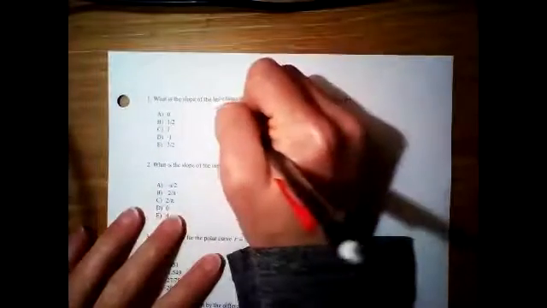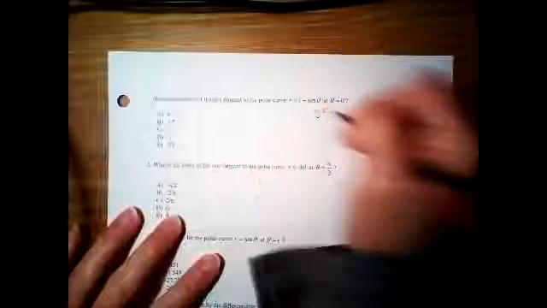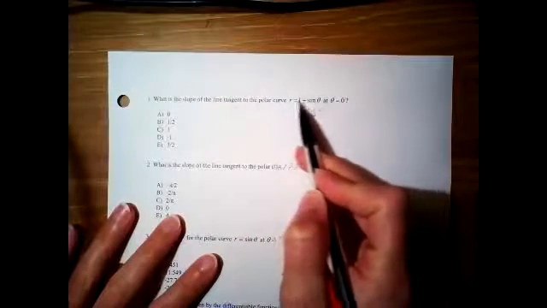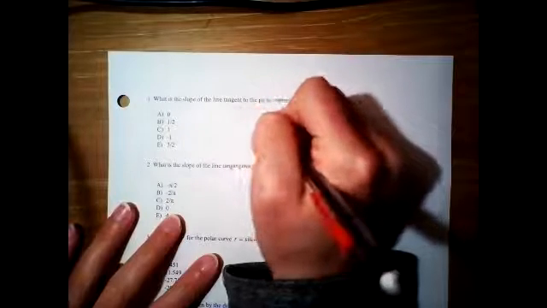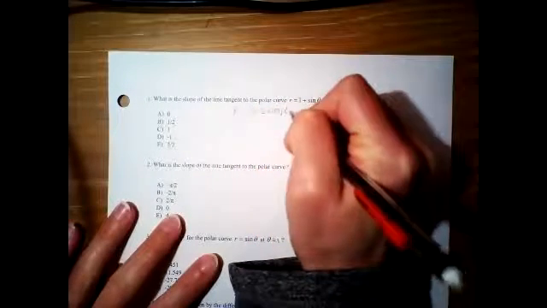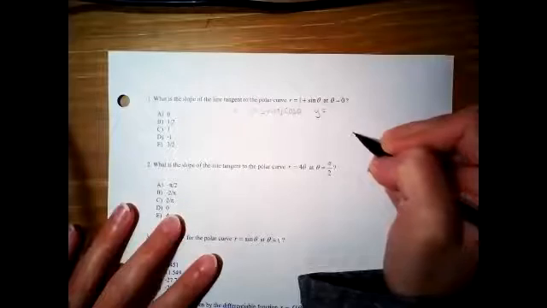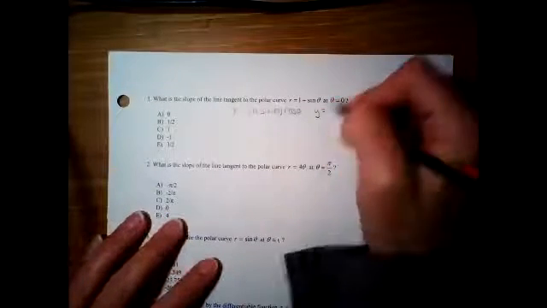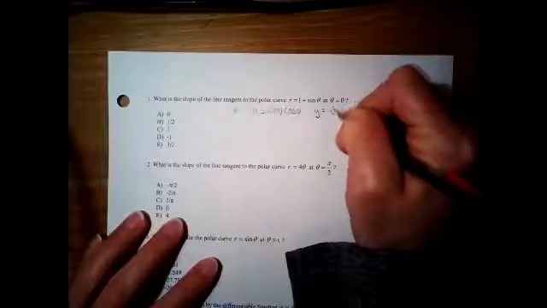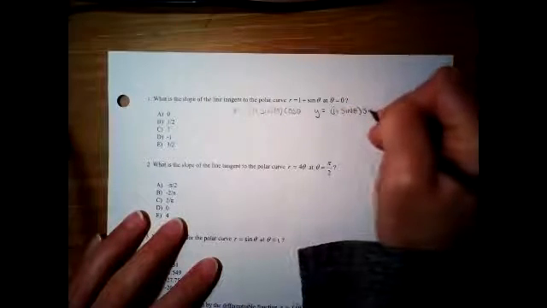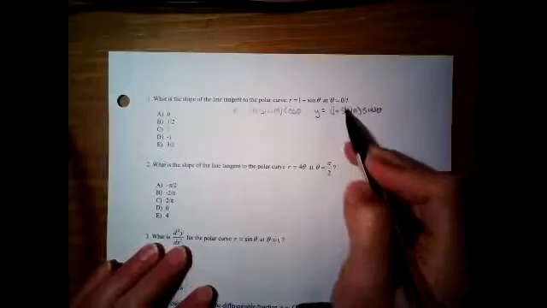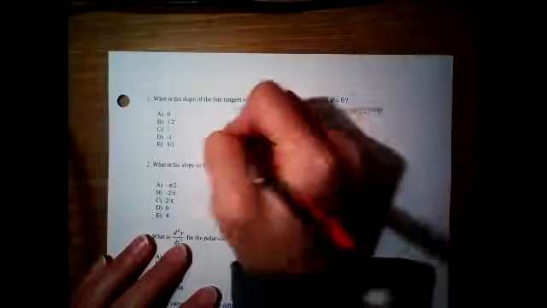So we're going to need x, and we're going to need y, and x is r cosine theta. So it's going to be this times cosine theta. And y is r sine theta. So it is going to be this times sine of theta. And so when we do the derivative, it's going to be dy d theta over dx d theta.